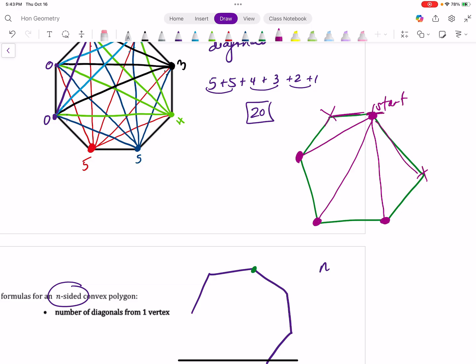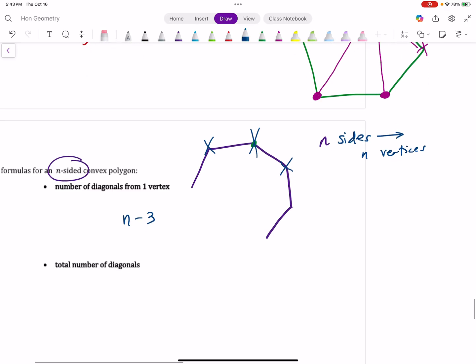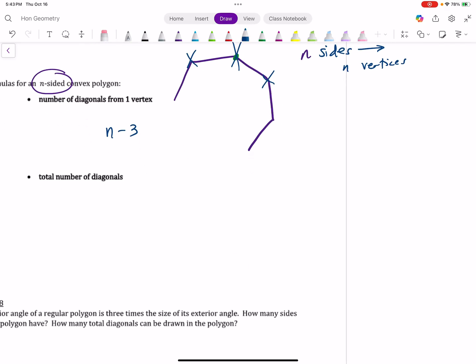So what you're doing is, like right here, there were 6 sides. We knocked 3 of the vertices out of it because it's itself and the 2 beside it, which would create sides. So if there's n sides, that means there's n vertices. And wherever you're starting, you can't connect it to yourself or the 2 right beside you, but you can connect it to everything else. So how many diagonals can we create from just one vertex? N minus 3.